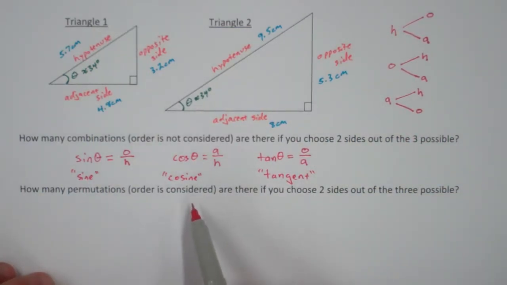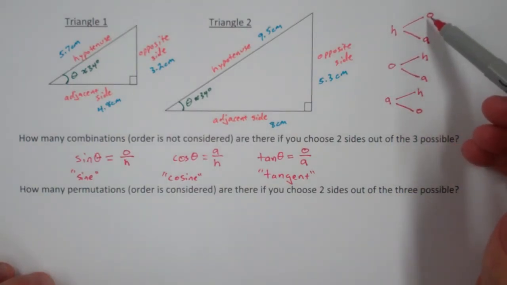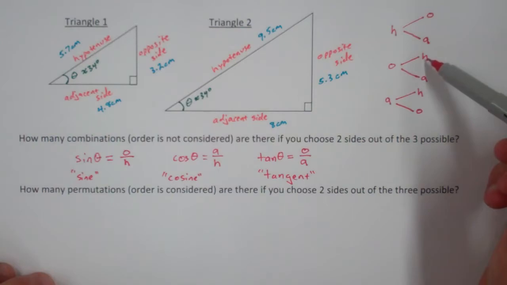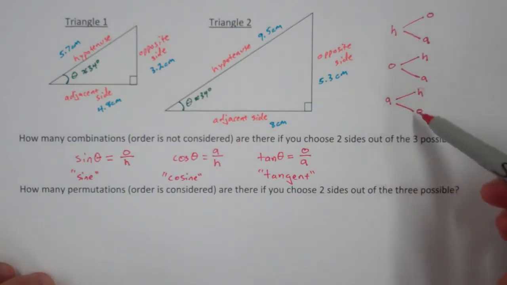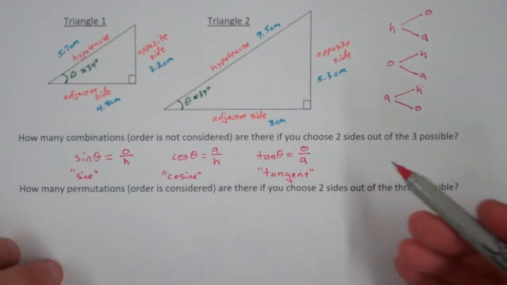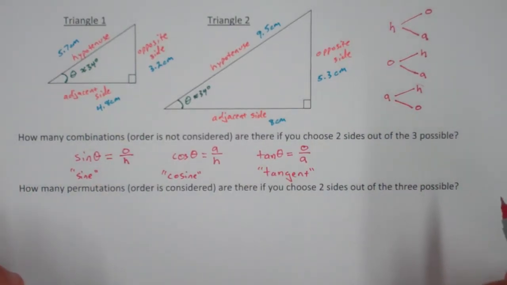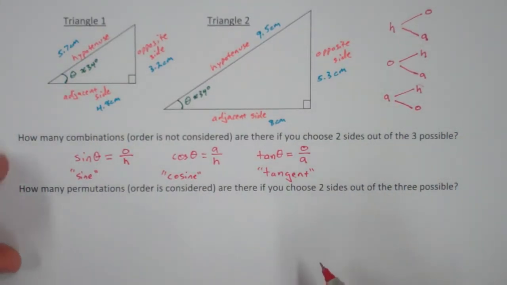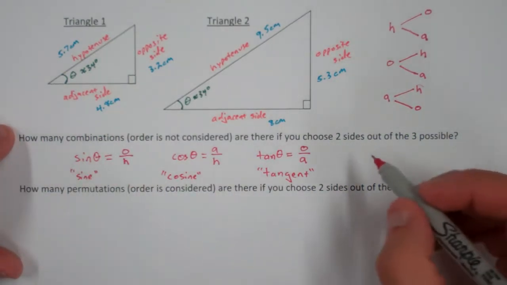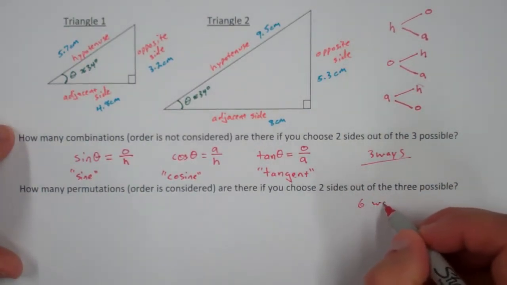If we look at how many permutations where order is considered, we have hypotenuse and opposite, and now that's going to be different than opposite and hypotenuse. So you can see we've got 1, 2, 3, 4, 5, 6 total possibilities. That's why there's only 6 total trigonometric functions. There's just no other way to arrange the sides of a right triangle if we choose 2 out of the 3 to make a ratio. So let's talk about the other ones, and we could say, I suppose the answer to this previous combination was there are 3 ways, and then this one is 6 ways.